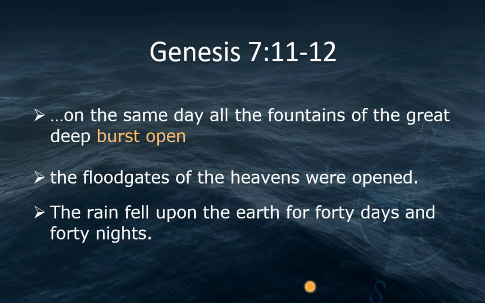And it reads, "On the same day, all the fountains of the great deep burst open. The floodgates of heaven were opened. The rain fell on the earth for 40 days and 40 nights." So envision a monsoon rain happening 24 hours a day, much heavier than we're seeing today, for 40 consecutive days. It would have caused massive mudslides, tsunamis like we have never seen before, the fountains of the deep breaking open and the subterranean water bursting under the earth, and the crust breaking apart.